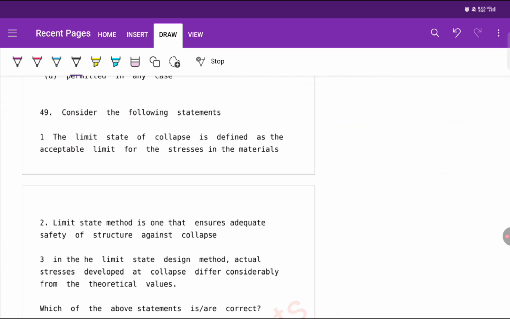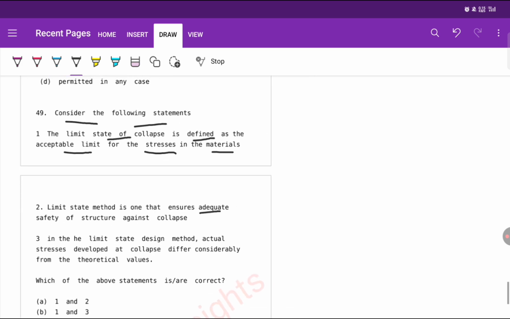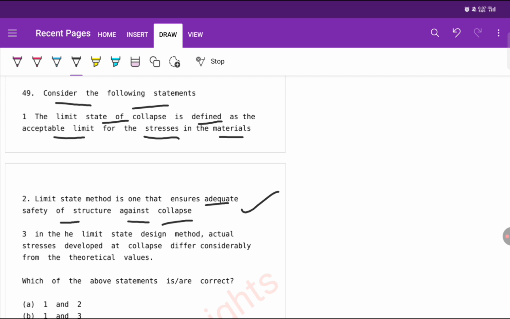Now take question number 40, consider the following statements. The limit state of collapse is defined as the acceptable limit for the stresses in the materials. The limit state is a state at which the acceptable limit for safety and serviceability requirements before failure is met. So before failure, the safety and serviceability requirements of our structure are fulfilled. That is called our limit state method. The limit state method has adequate safety and serviceability against collapse. So this statement is correct.